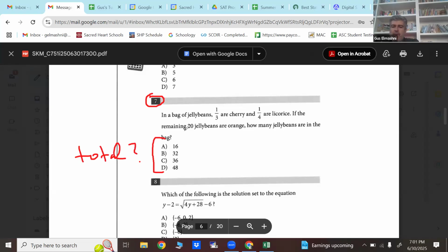But how many orange do we have right now? 20. So can I have 16 total jelly beans? No, that'd be crazy, right? Because how can you have 20 orange, but there's a total of 16? It makes no sense. So I'd say A's out.